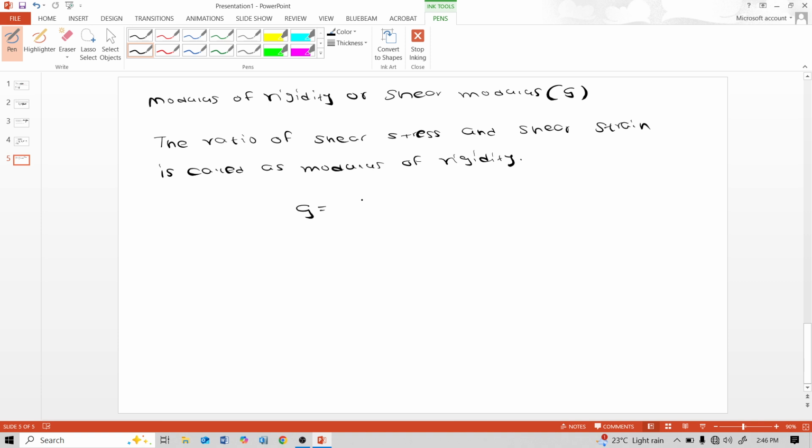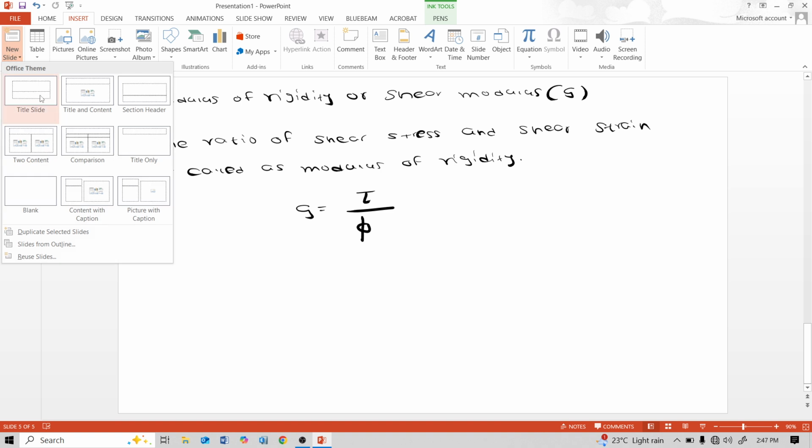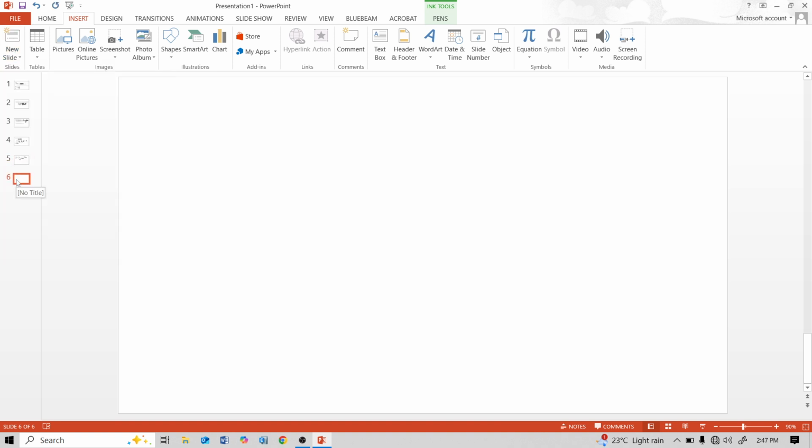Capital G is equal to shear stress, denoted as tau, upon shear strain, denoted as phi. This is modulus of rigidity or shear modulus. The ratio of shear stress and shear strain is called modulus of rigidity. Next concept is polar moment of inertia.